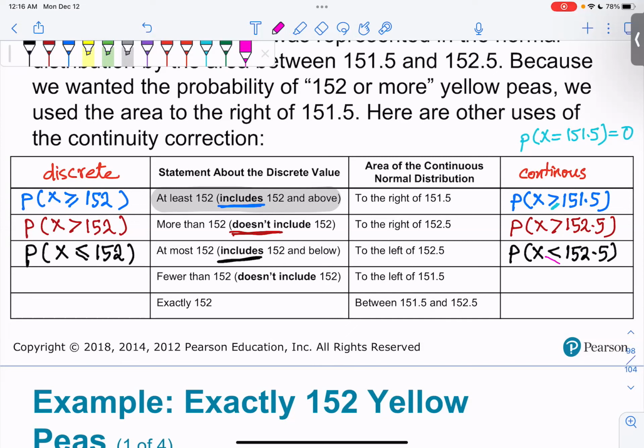Okay, the next one, fewer than 152. Here 152 is not included. Since we don't include it, it will be X less than 151.5. Okay, the last one, exactly 152. That means X equal to 152.